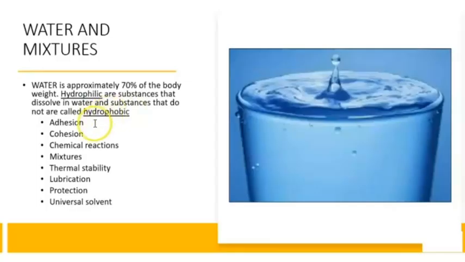Water has very important properties, such as being the universal solvent. Another property that water has is going to be adhesion and cohesion. Adhesion is the tendency of substances to cling to one another. Like, for example, if you have a glass of water, adhesion would be the water trying to cling to the glass itself.